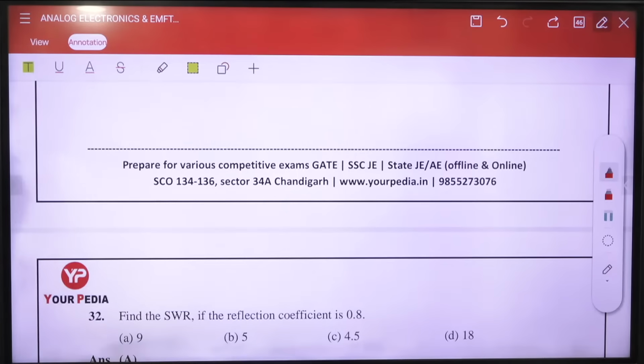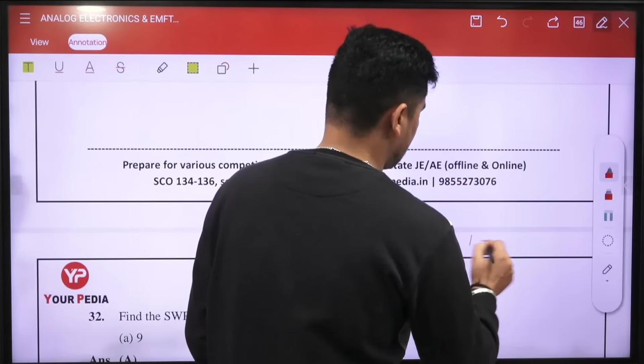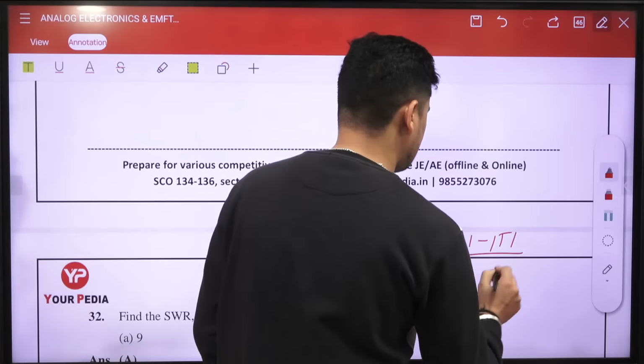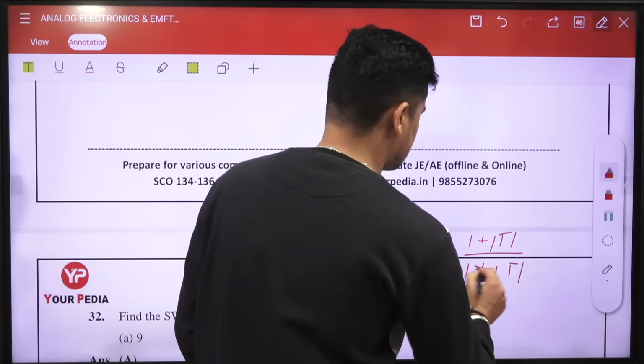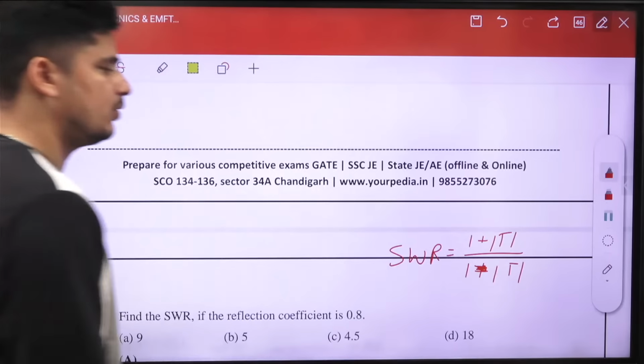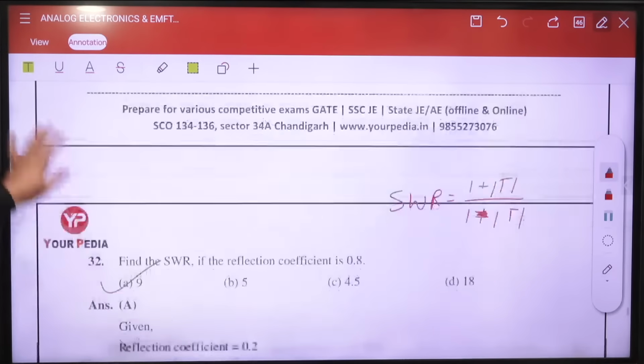Find the SWR if the reflection coefficient is 0.8. SWR and reflection coefficient have a relation: SWR equals 1 plus mod of reflection coefficient divided by 1 minus mod of reflection coefficient. 1.8 divided by 0.2, that is going to be 9. Right? 1.8 divided by 0.2 is giving you 9.